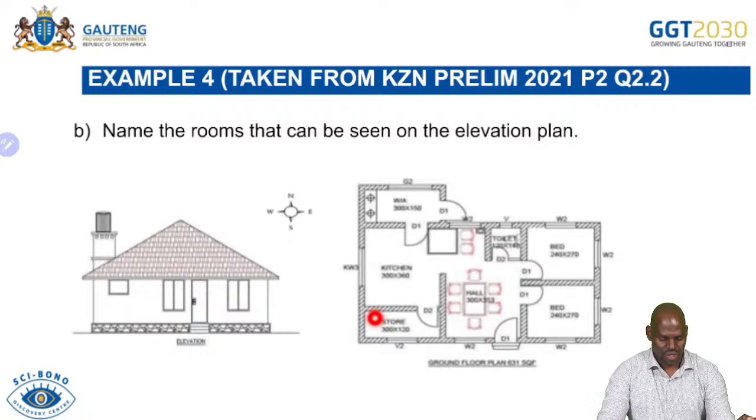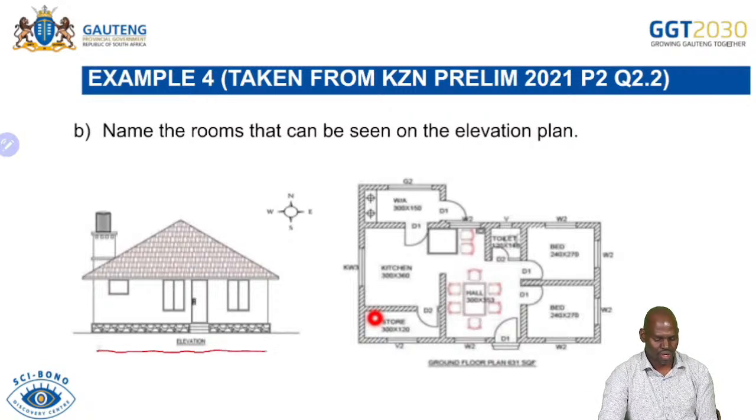Okay, then the next question, still on example 4, is name the rooms that can be seen on the elevation plan. So this is the elevation plan. Now, how are you going to name the rooms? You must take this and compare it with the floor plan. Obviously, this elevation represents a certain side on the floor plan as well. Now you have to check. You've got 1, 2, 3 windows, and you've got the door.